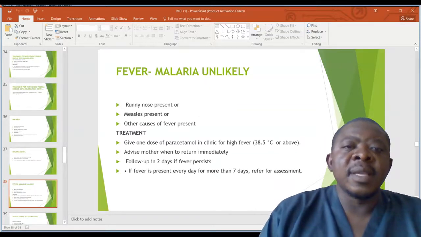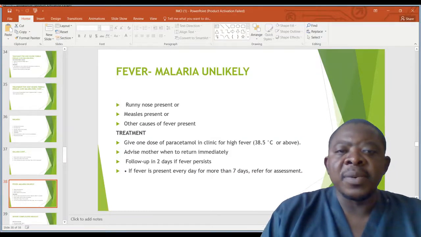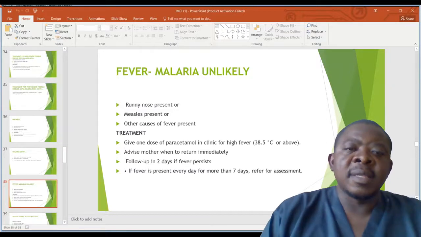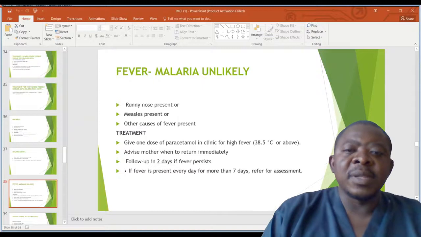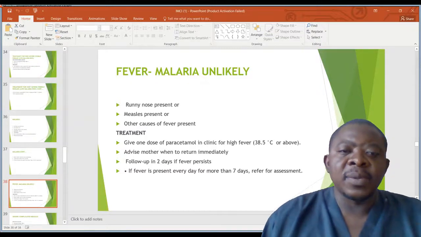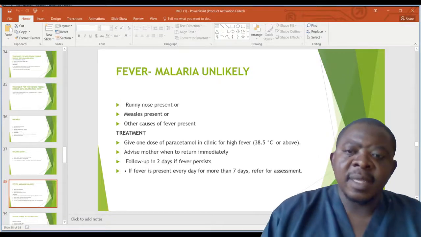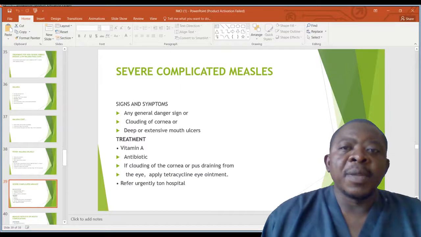So then there is fever, malaria unlikely, which can fall under color code green. So here, runny nose present or measles present or other cause of fever present, so you check for all that. The treatment, give one dose of paracetamol in the clinic, advise mother when to return immediately and follow up in 2 days. If fever is present every day for more than 7 days, then the child needs to be referred for assessment.